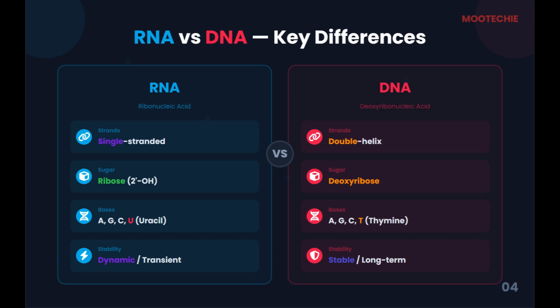On the right, we have DNA, deoxyribonucleic acid. It forms the famous double helix. Its sugar is deoxyribose, missing that oxygen on the 2' carbon. Its bases are adenine, guanine, cytosine, and thymine, and it is stable and meant for long-term storage of genetic information.